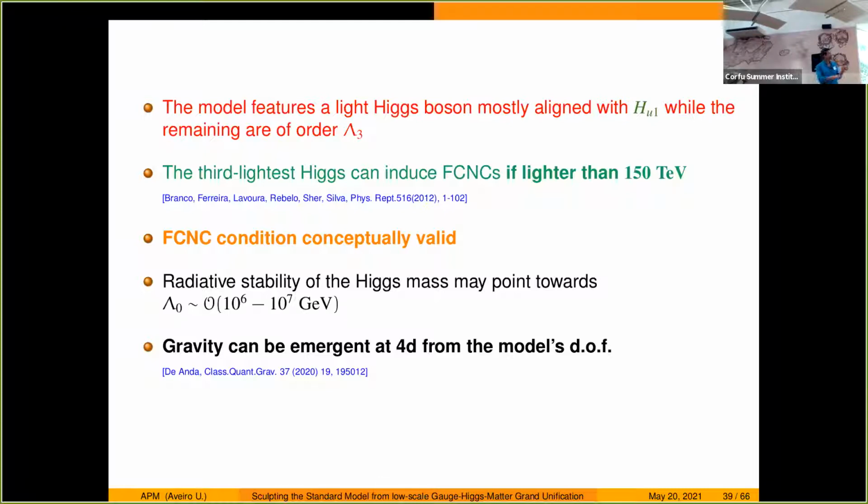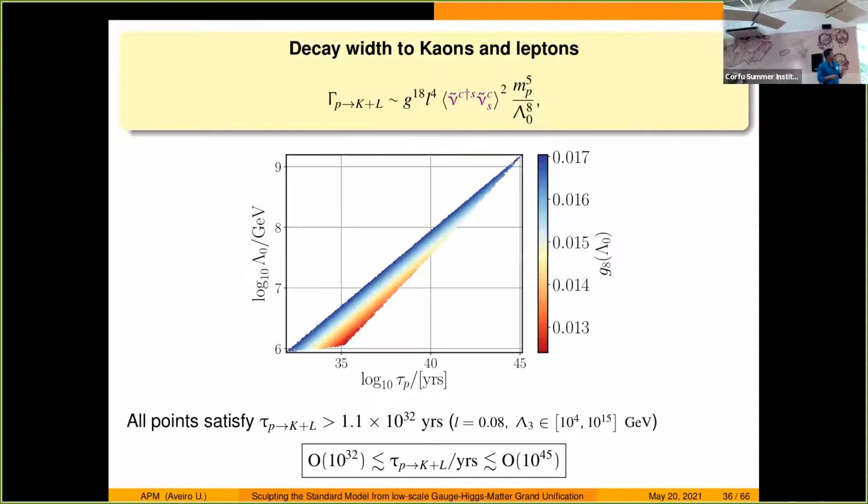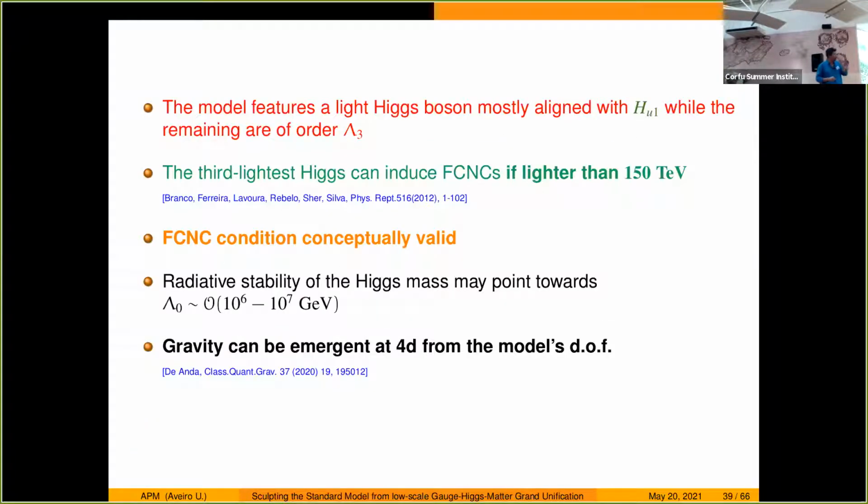But there is also a further constraint, like the radiative stability of the Higgs mass may point towards. Let me go back here. In principle, for radiative stability, you may prefer this lower region here, and of course, then you need to confront this with the neutrino masses, with the lepton masses, and also with the BSM states that are here that I don't have time to talk about. But this is the game that you need to play.